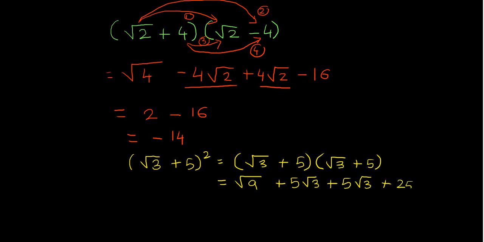Okay, square root of 9 is going to be 3. 5 root 3 and 5 root 3, I can add them up. That'll give me 10 root 3. And the 25 is there. Now I can add the 25 and 3 to give you 28. So that'll give you 28 plus 10 root 3. And that's how you would expand that bracket.